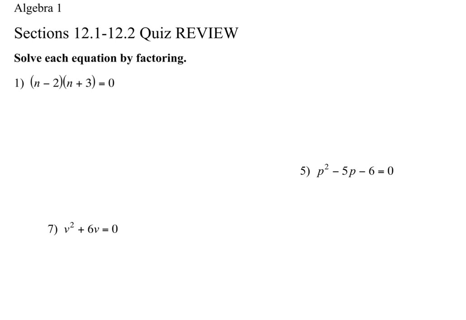All right, so this quiz is over two types of solving quadratic equations. The first one is solving by factoring. So you will have some that are already factored for you. And I'm just looking that you know that you should set the factors equal to 0 and solve.